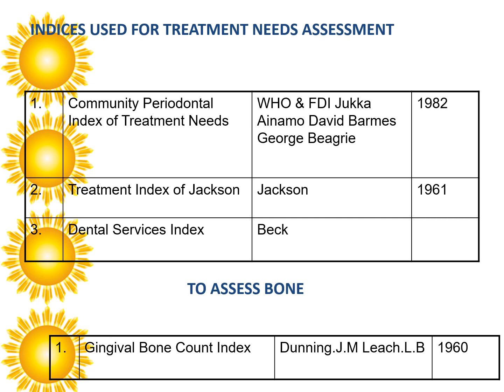And here are the indices used for treatment needs assessment. Community periodontal index of treatment needs given by Ainamo is very important. This is given by WHO, and you have to go through it thoroughly. And one more index is there to assess the bone, which is nothing but the gingival bone count.